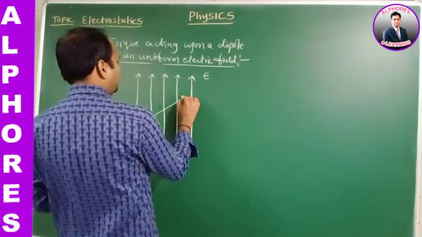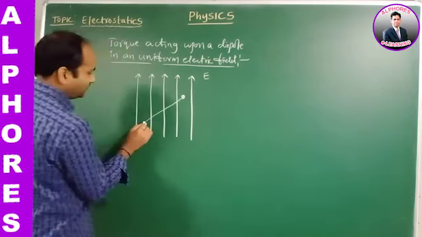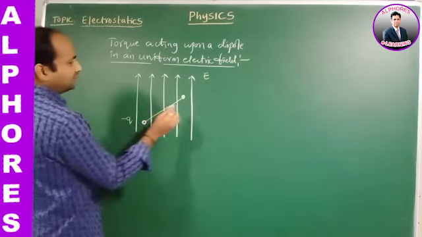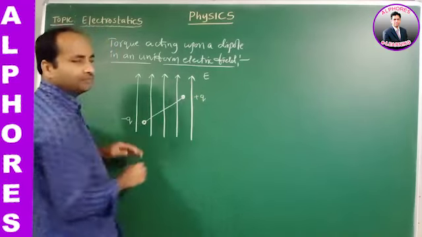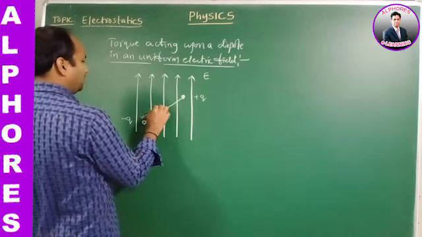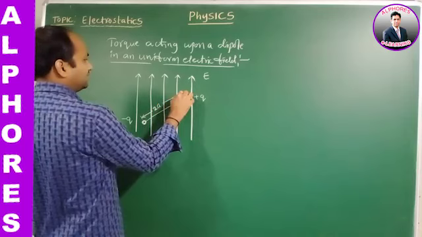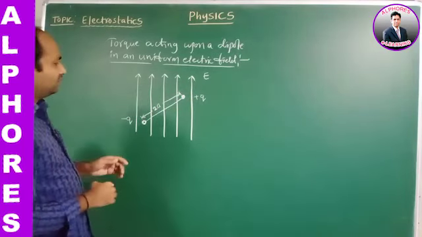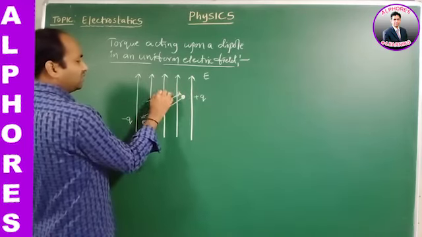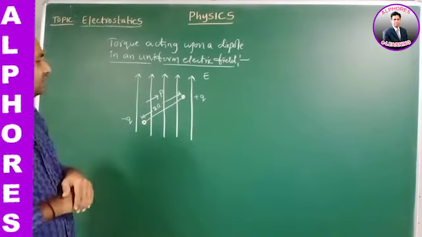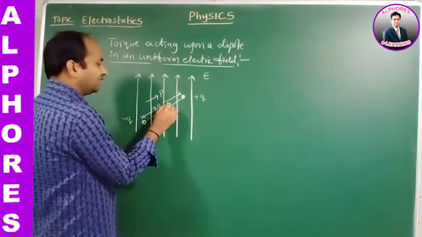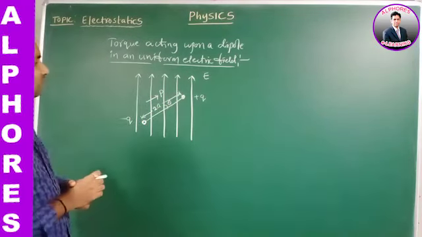Now let us take this as a dipole. This is the negative charge, minus q, and this is the positive charge, plus q. What is the distance? We know that the distance between them is 2L or 2A. What is the direction of the dipole moment? The dipole moment is from the negative charge to the positive charge. This is the direction of dipole moment P, and this is the direction of E. Let the angle between P and E be theta.